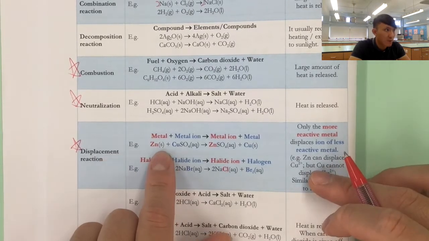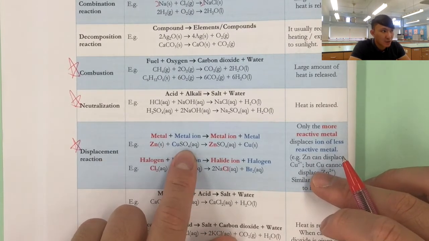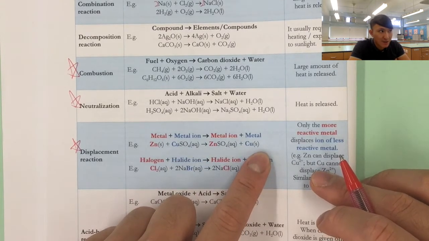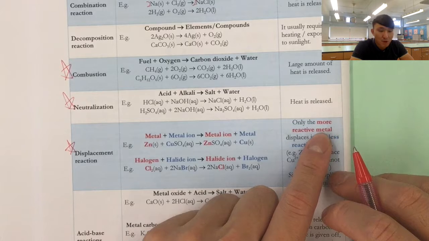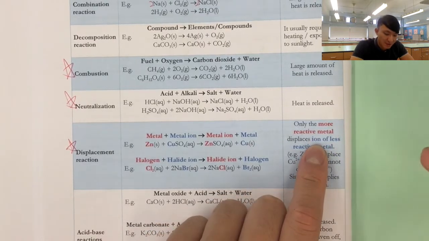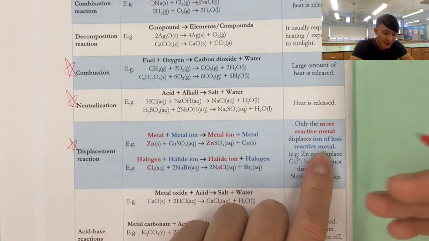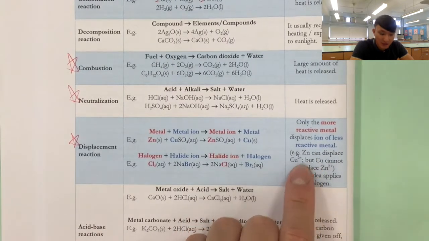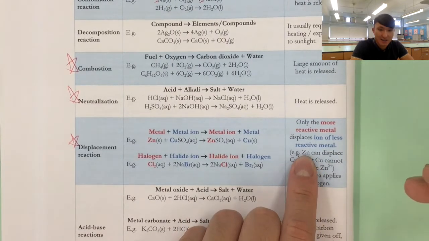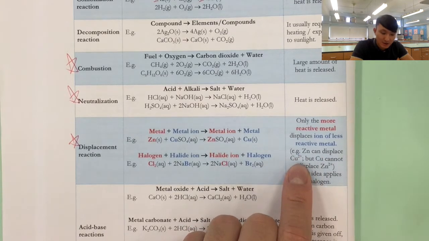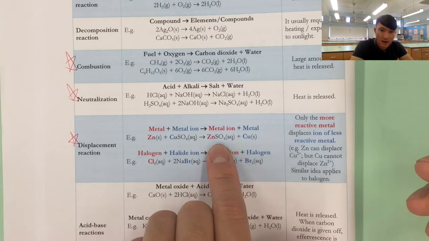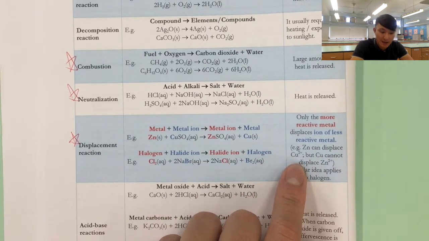Okay? Example will be here. Zinc reacts with copper 2 sulfate to form zinc sulfate and copper. Okay? We say that the more reactive metal will displace the ion of a less reactive metal. So here, zinc is more reactive than copper, so zinc can displace copper 2+. So it will form zinc sulfate and copper metal. However, if you put copper into zinc sulfate, no reaction takes place.